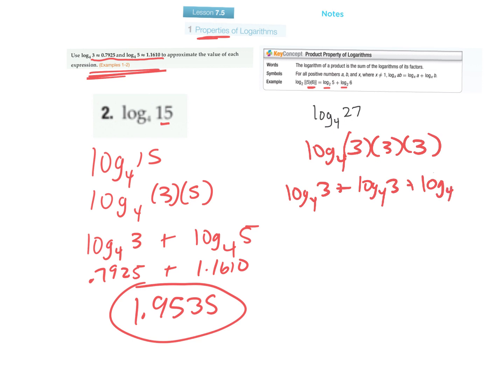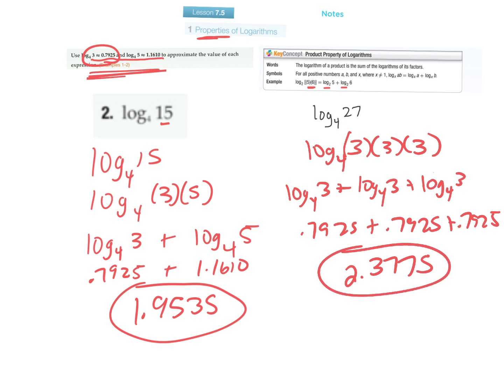So log 3 base 4, which is given to us up here again, I want to reiterate that, is 0.7925 plus 0.7925 plus 0.7925. And if I take 0.7925 and add them all up, I will get 2.3775. And so sometimes you can repeat the numbers and sometimes you can just use the ones that are given to us, but you have to find numbers that multiply to give you these numbers inside the logs, so we can use the product property.